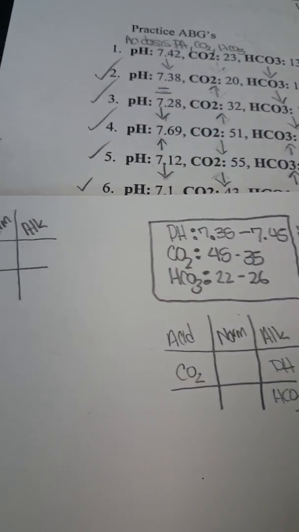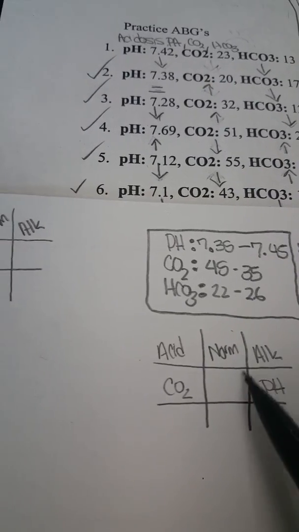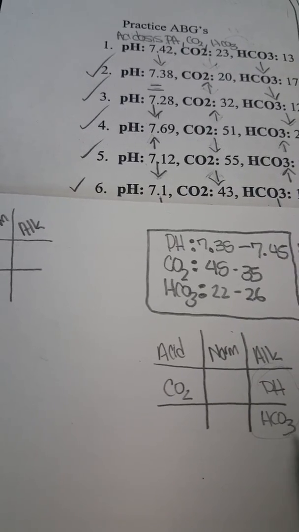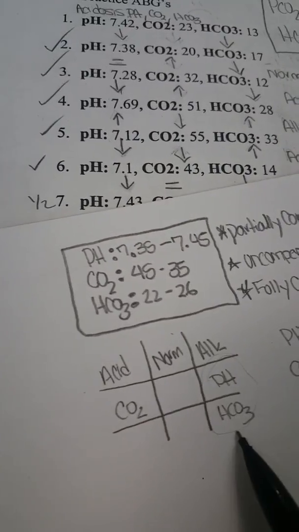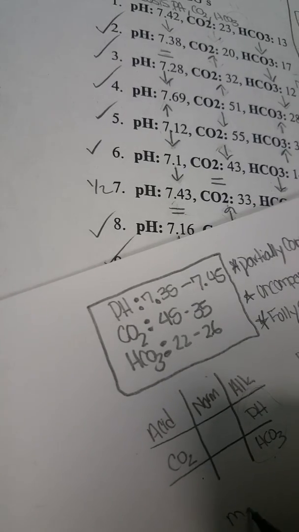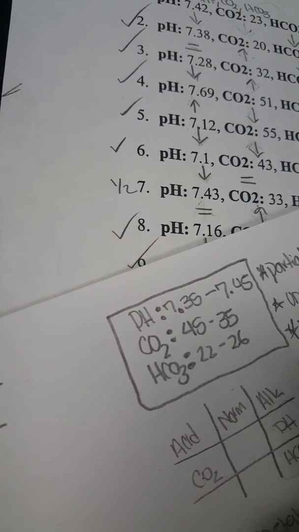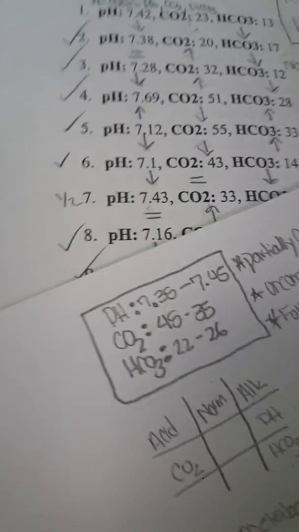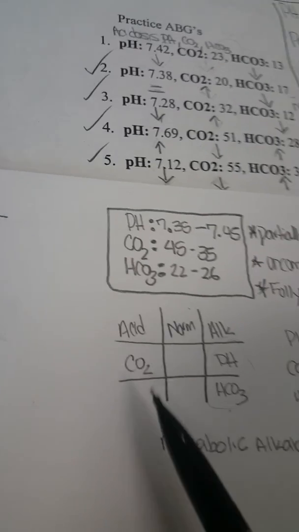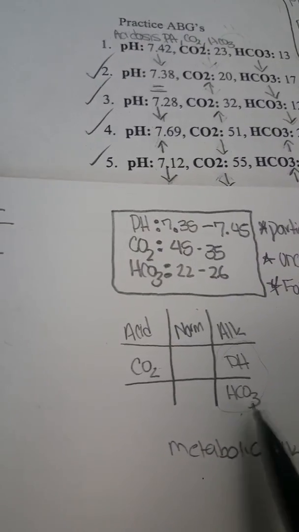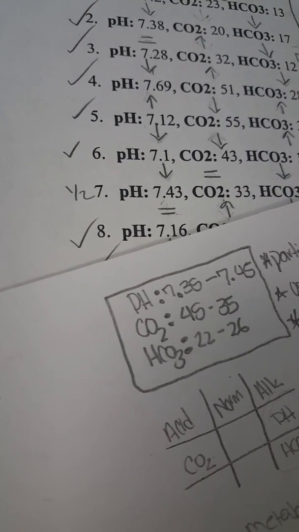So here we go. It's going to be alkalosis because you have mostly the pH and you have more on the alkalosis side. And it's metabolic, so it's metabolic alkalosis. And since the respiratory and the metabolic are on opposite sides, that makes it partially compensated.